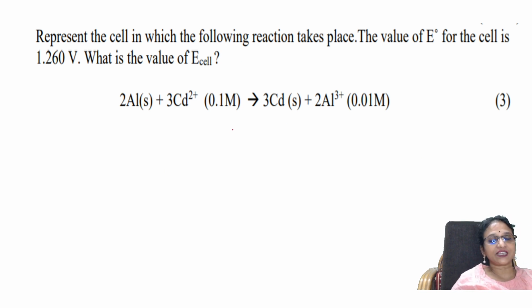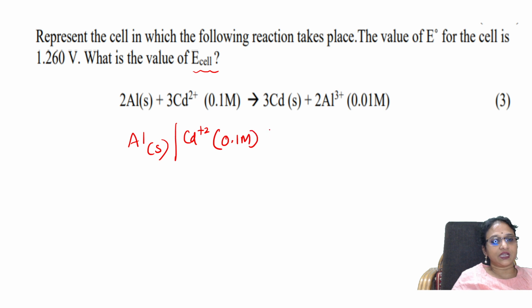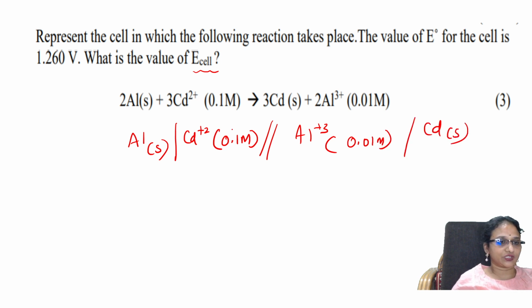Let us see one more. Represent the following cell reaction that takes place. The value of E naught for the cell is 1.260. What is the value of E cell? Okay, a cell reaction is given to you. Write the cell notation: aluminium solid, aluminium ion, salt bridge, cadmium 2+ 0.1 molar, cadmium solid. Solids have no activity, students, only ions count. This is your cell notation.